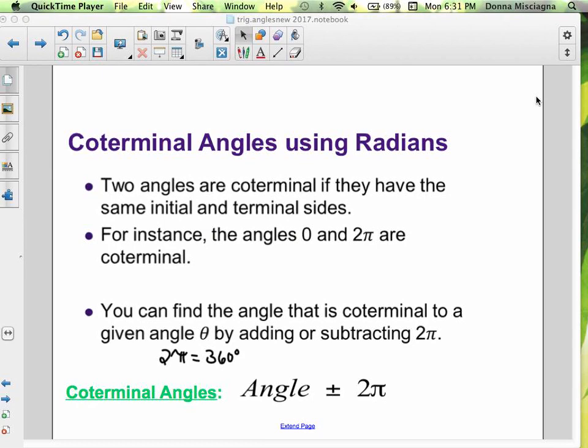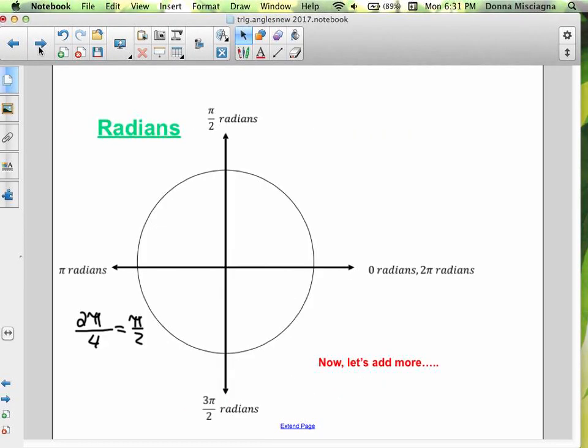So we added and subtracted 360 degrees. Well, 2 pi is 360 degrees. So for coterminal angles in radians, we're going to add and subtract 2 pi. Same idea, you're just adding and subtracting 2 pi. And our circle is going to look a little different. The other one had degrees. This one's going to have radian measures.